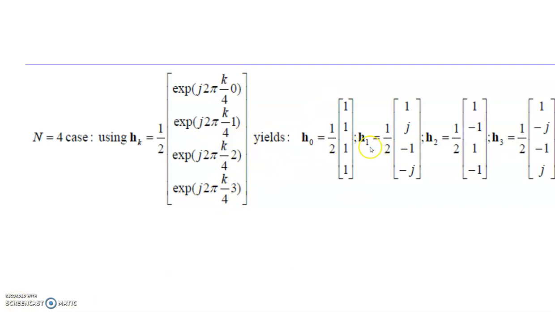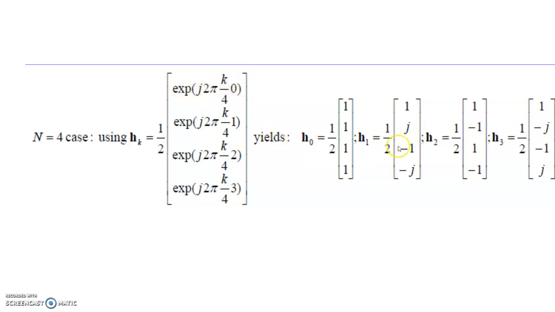Similarly, we can find for h1, h2 and h3. For h1, I have to substitute k equal to 1. So k equal to 1 means here I have m equal to 0, so the first term will be e raised to 0. Just note, for k equal to 1, the first term is e raised to 0. For k equal to 2, again e raised to 0. K equal to 3, e raised to 0.